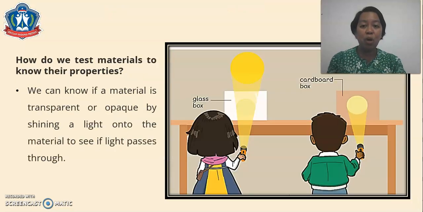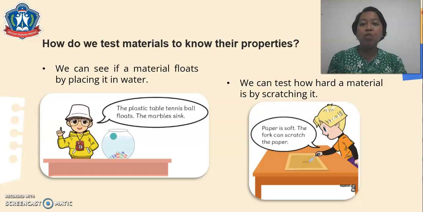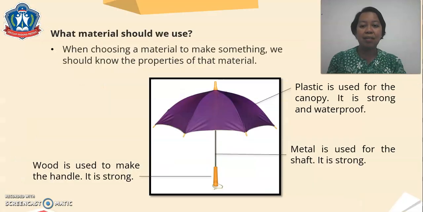And we can know if a material is transparent or opaque by shining a light onto the material to see if light passes through. So we can try this one as well. How do we test materials to know their properties? We can see if a material floats by placing it in water. Remember when we were in P1, we had the sink and float experiment. We can test how hard a material is by scratching it.